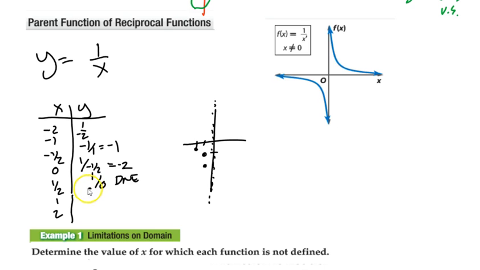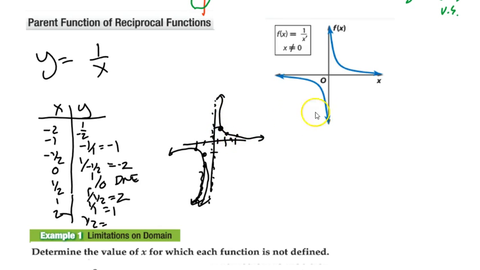Now, plug in 1/2, so 1 over 1/2. I just get +2. Plug in 1, I get 1 over 1, or just 1. Plug in 2, I get 1/2. So as x gets bigger, y is going to get smaller. So if you look at my graph here, it's kind of like this. Right, you want to kind of hug the edges here.